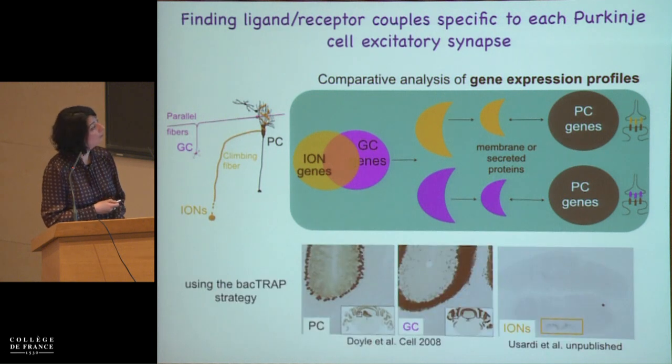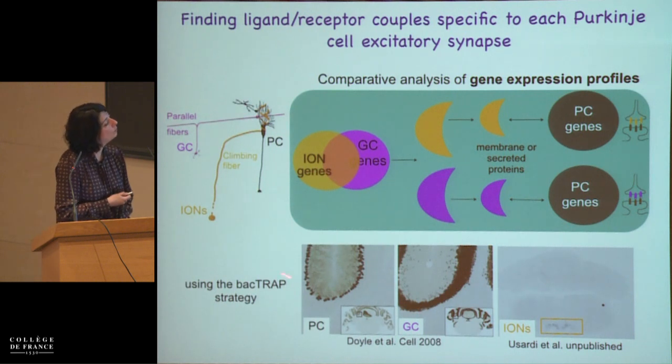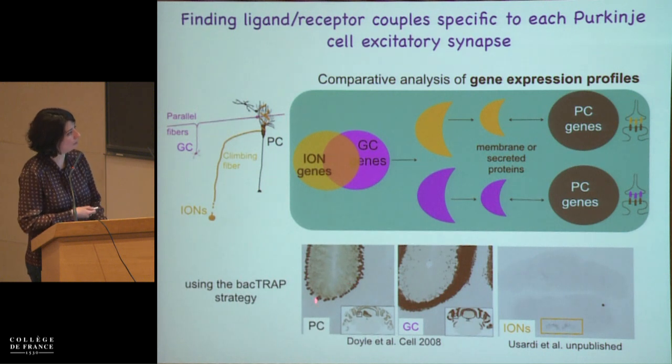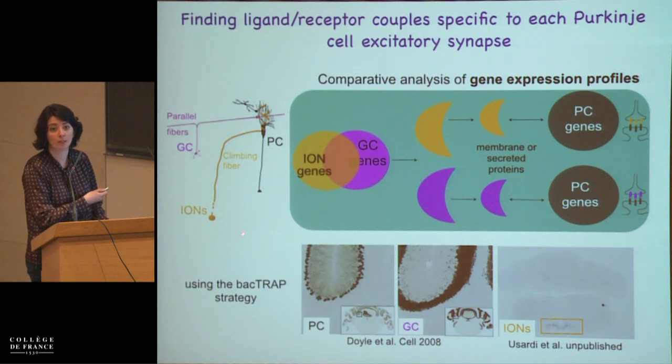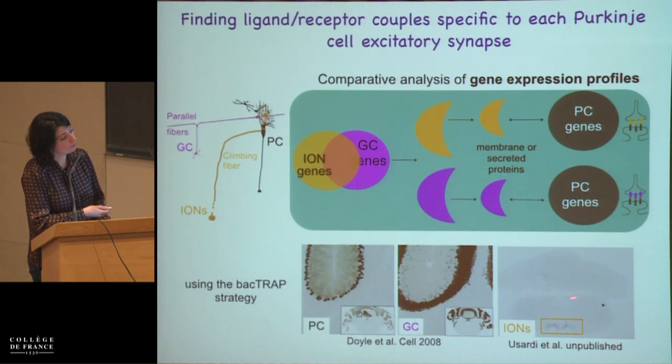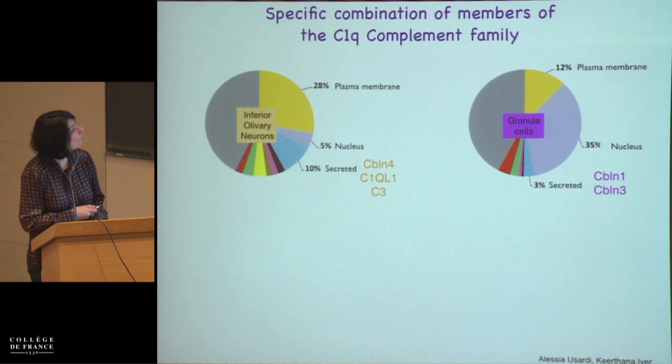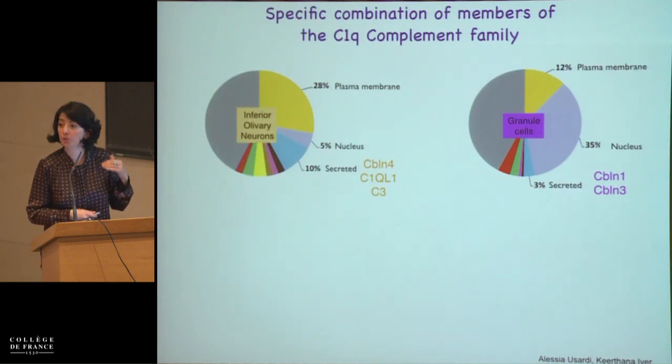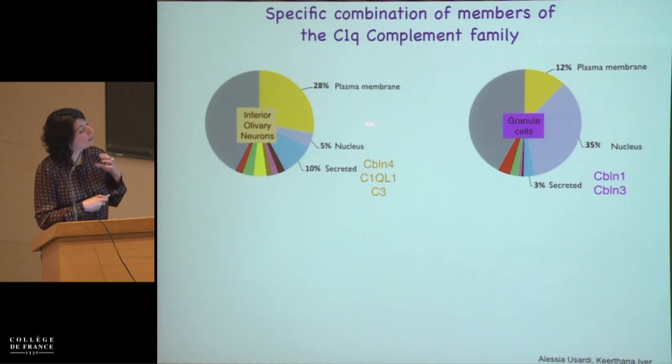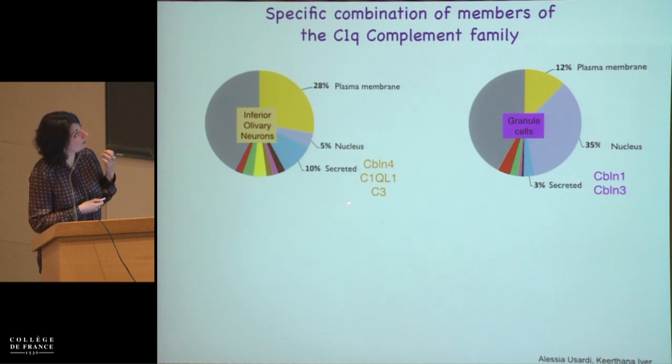To do this, we used the BacTRAP strategy, which uses the expression of tagged ribosomal proteins in specific neurons in transgenic mice. And this had already been done by the Heintz lab to profile Purkinje cells and granule cells. So we only had to generate another specific mouse for the inferior olivary neurons, the third partner in the network, which is what we did. And then we used those mice to profile the inferior olivary neurons and perform our gene expression profile comparison. So we used a very high threshold when we performed our comparison to really extract the genes that are really differentially expressed between the two afferents. And when we did that, we identified about 500 genes for each Purkinje cell input. And we looked at the genes that were at the membrane or secreted.